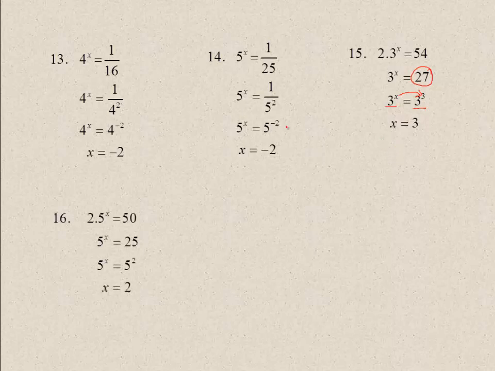And your last example, similar to number 15. I firstly divide by 2. 50 divided by 2 is 25. 5 to the power x is equal to 25. 5 to the power x is equal to 5 squared. And x is equal to 2.